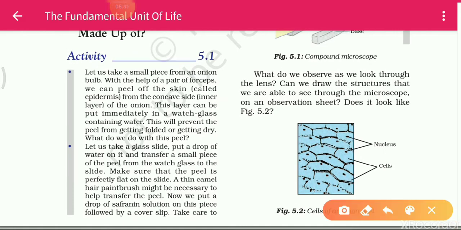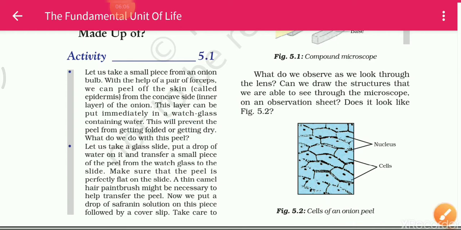Now in this activity, take a small piece from an onion bulb with the help of a pair of forceps, and peel off the skin called the epidermis from the concave side, the inner layer of the onion. This layer can be put immediately in a watch glass containing water.